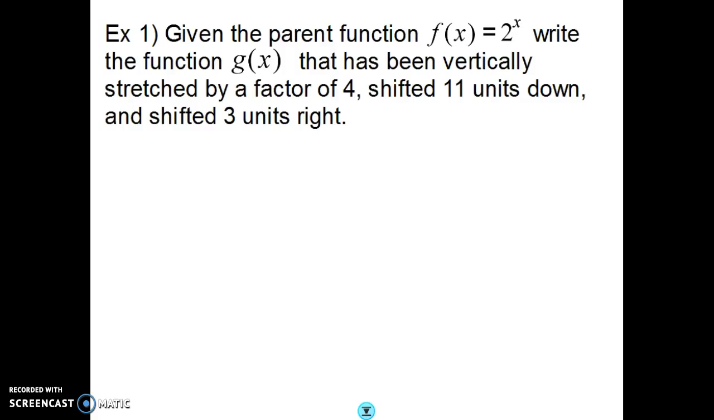Welcome back to our final video on this lesson on transformations of exponential and logarithmic functions, Algebra 2 class. We'll try to keep this one short. In our first example here, there are only two of them, we're going to be looking at an exponential function.